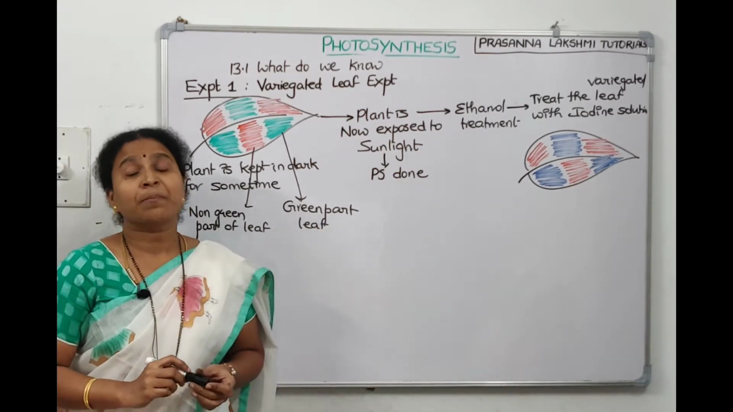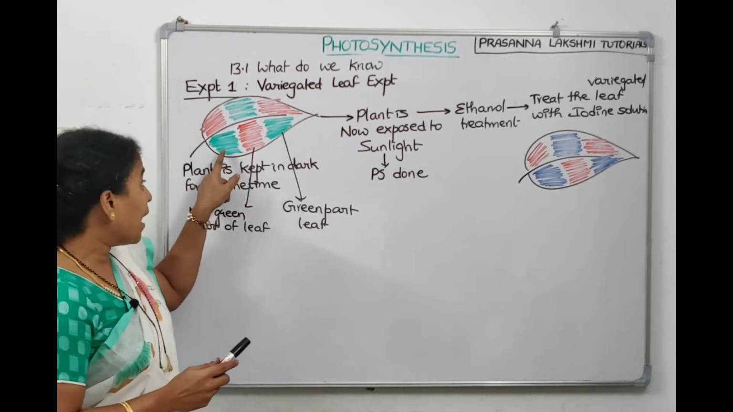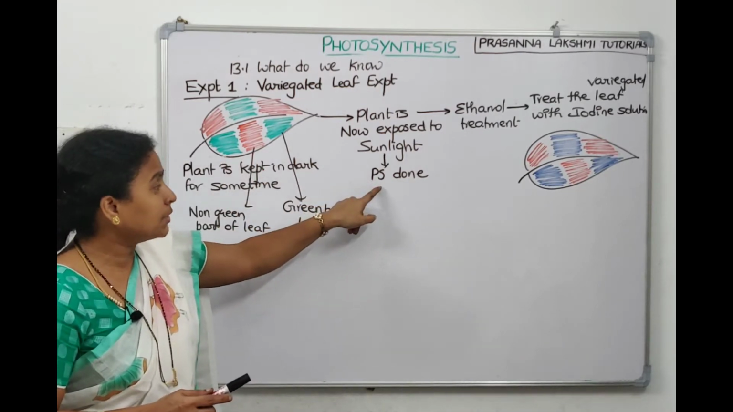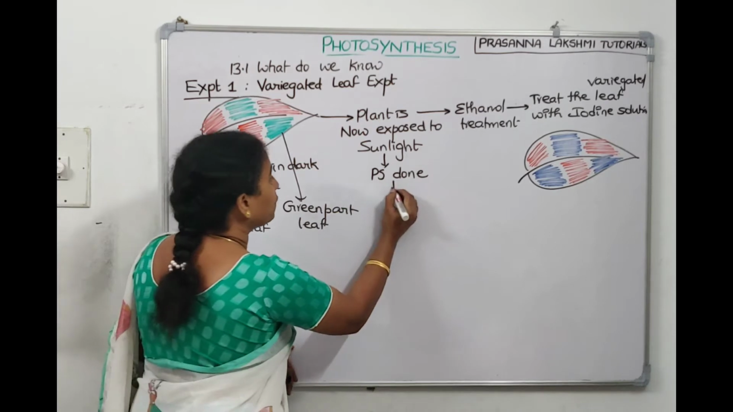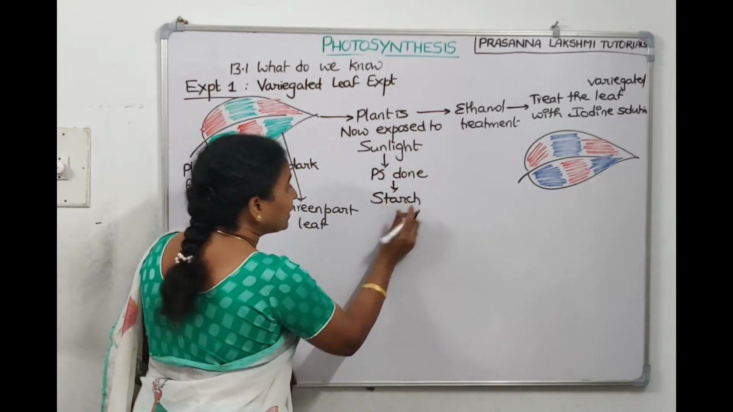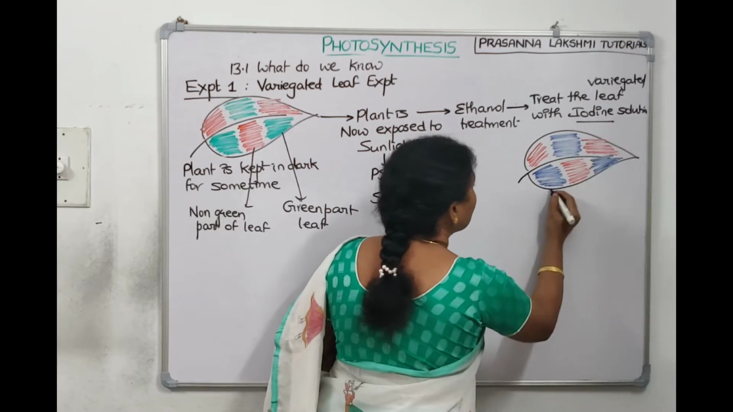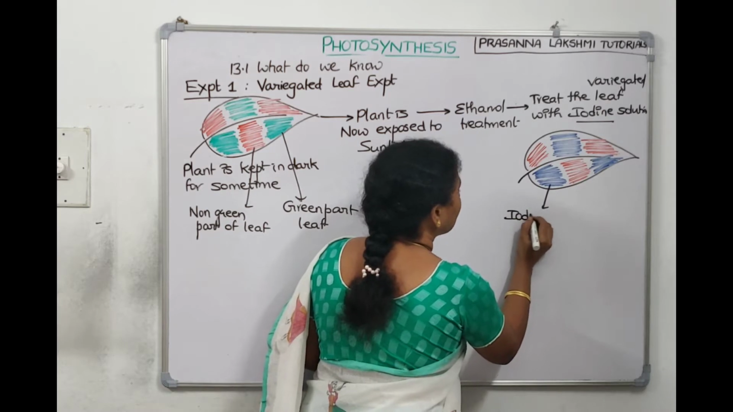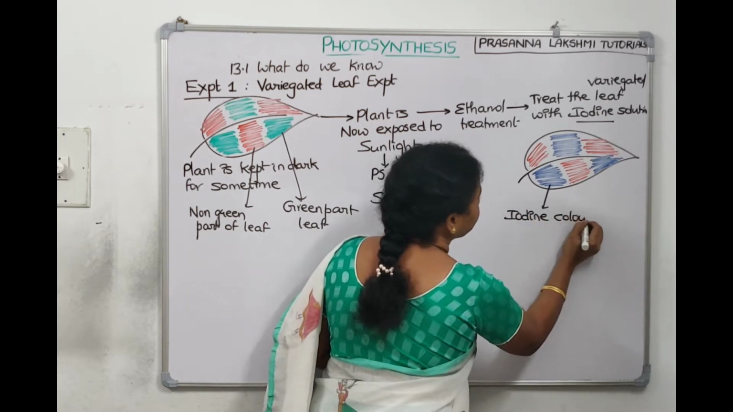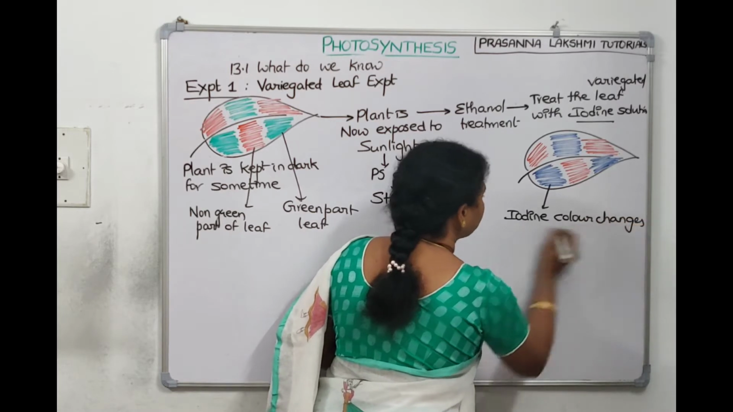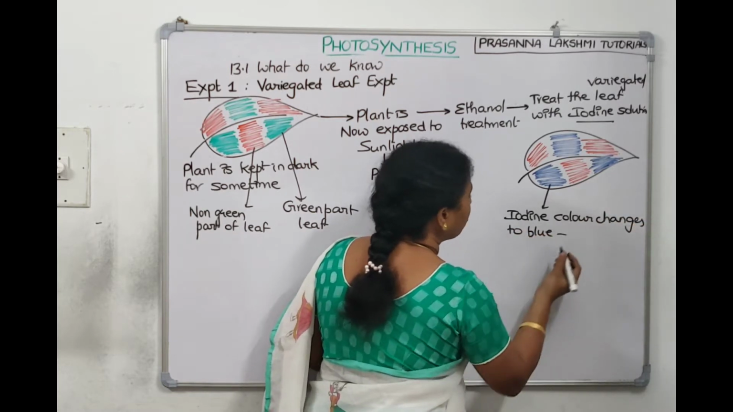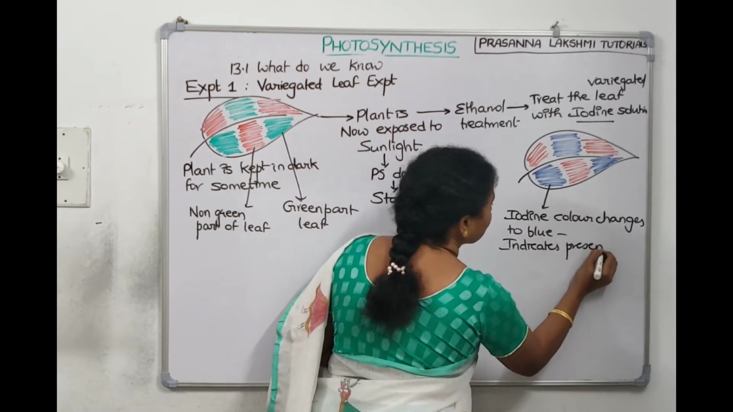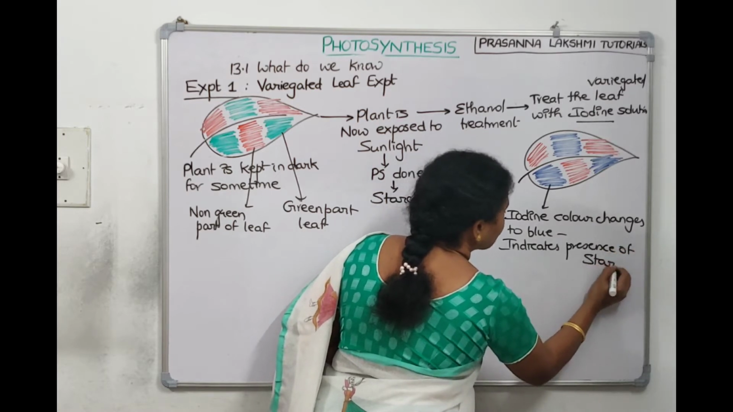The variegated leaf experiment shows that the green part of the leaf will absorb sunlight. After absorbing sunlight, it will do photosynthesis, and after doing photosynthesis, what will it do? It will prepare starch, and that starch reacts with the iodine solution and changes the color of the iodine solution, right? So the iodine color changes to blue. If the iodine color changes to blue, it indicates presence of starch.